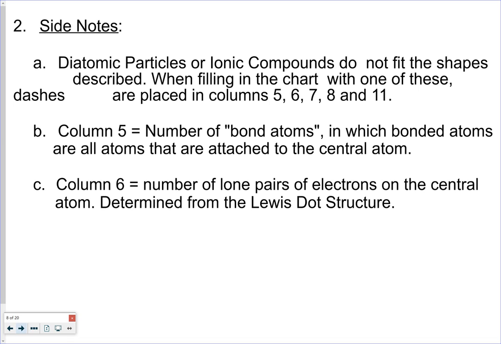Now, when it comes to diatomics, there are 7, don't forget about those, or an ionic compound, they don't have shapes. So for columns 5 through 11, you'll just put a nice little dash in those. A nice reminder, column 5 is going to be the bonded atoms. You're going to have anywhere from 2 to 4 bonded atoms in there. Lone pairs, you're going to have anywhere from 0 to 2. Otherwise, they're going to be dashes.